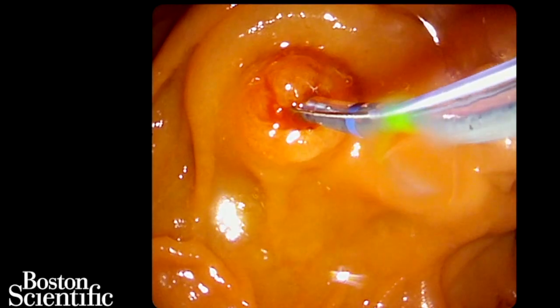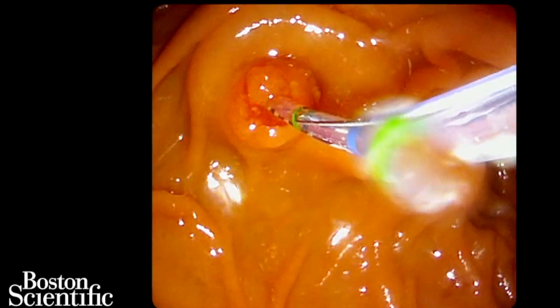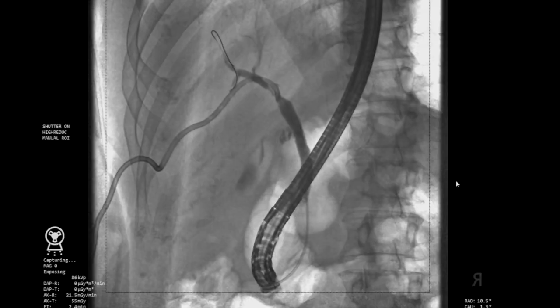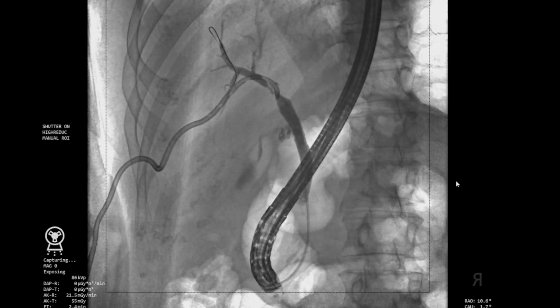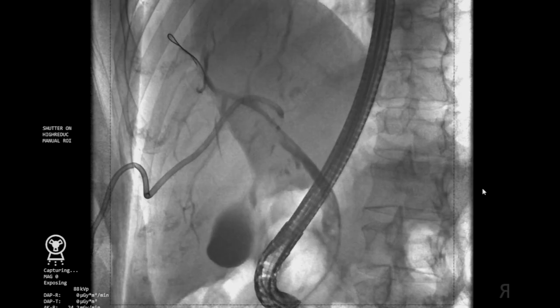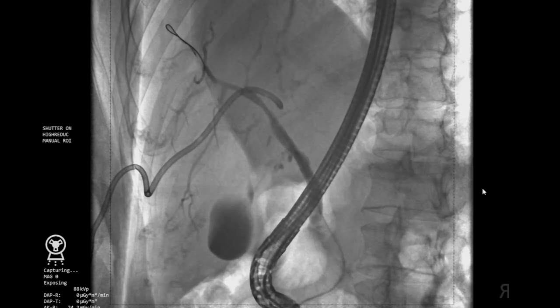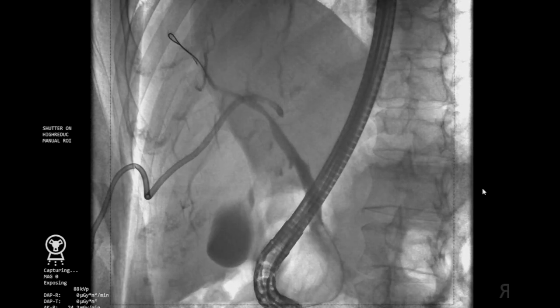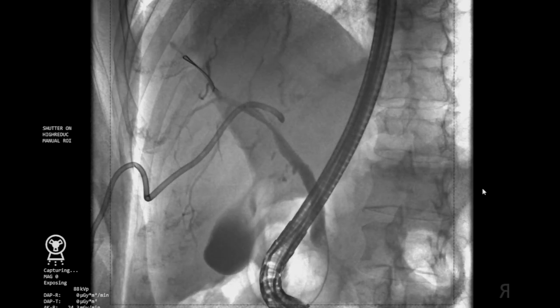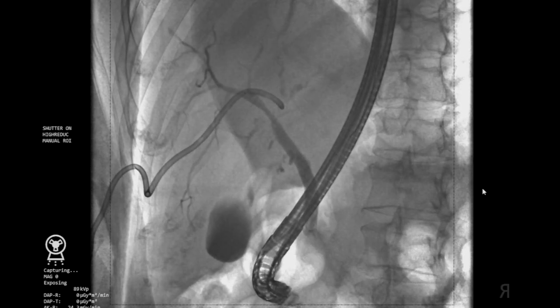An ERCP was then performed for biliary decompression. The bile duct was first selectively cannulated. Then the guide wire was passed across the common hepatic duct and into the right main hepatic system. This was followed by placement of a 6mm by 8cm EPIC self-expanding metal stent for biliary decompression.